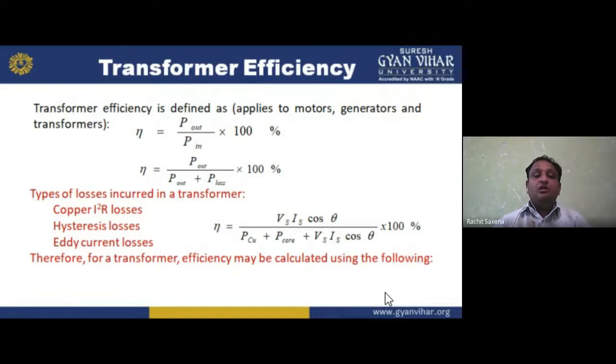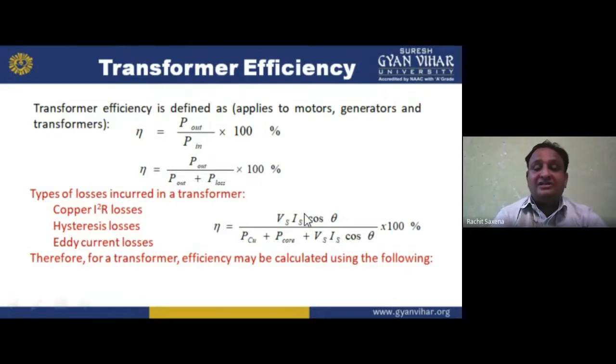Having what? We are having the losses. So these are the losses. We have copper loss, I square R loss, and we have the hysteresis loss, that is magnetic loss due to the magnetic reversal, and eddy current loss due to the current conducted into the body, basically leakage flux. So we can write what?